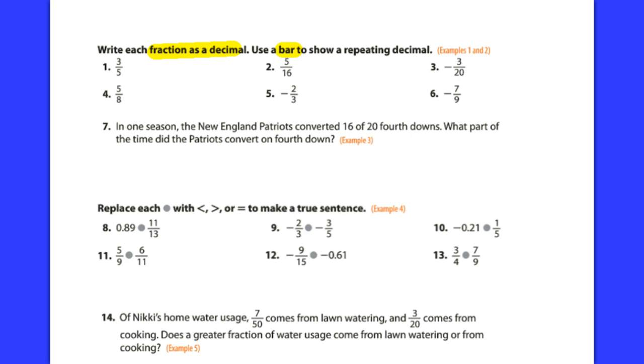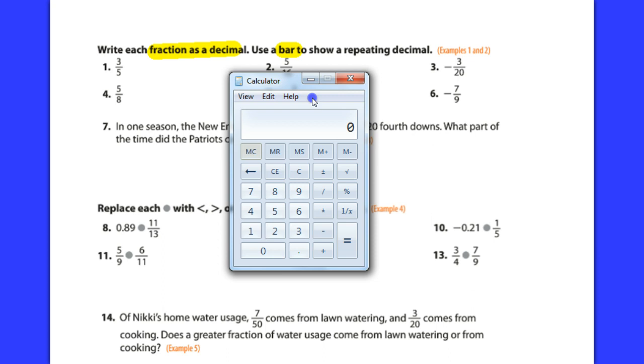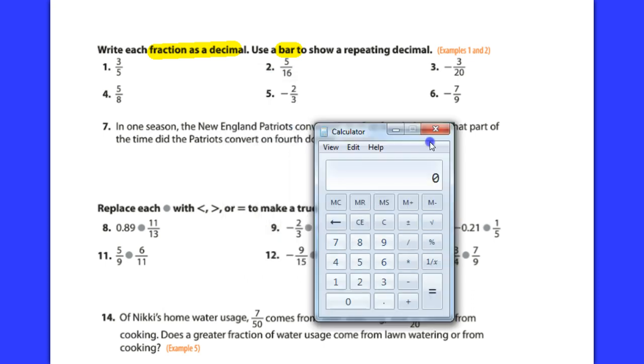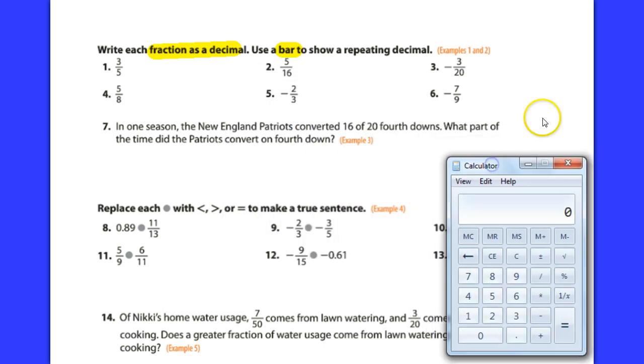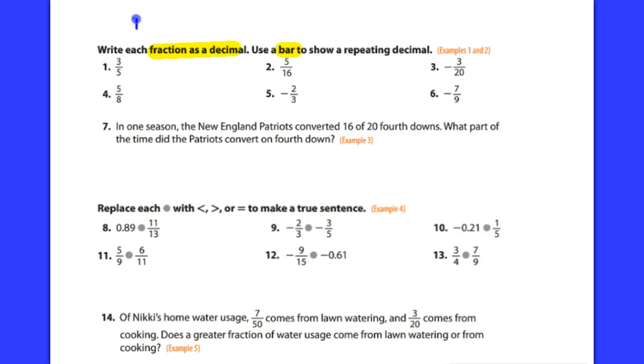Okay, so writing fractions as decimals, simply put, I'm going to let you go ahead and use calculators to do this. You need to understand how to have the calculator divide it into decimal form. So basically, you're going to use division here to do that. That means 3 divided by 5. It's what that is. Number 1 is 3 divided by 5.